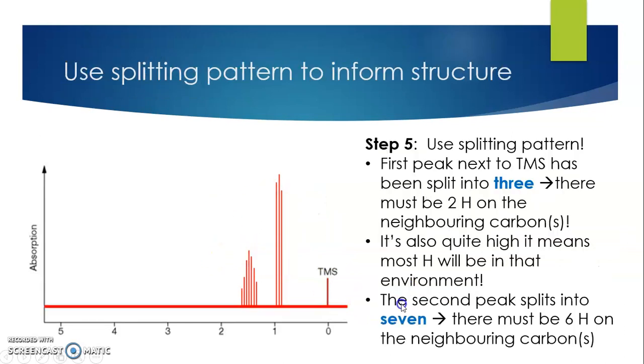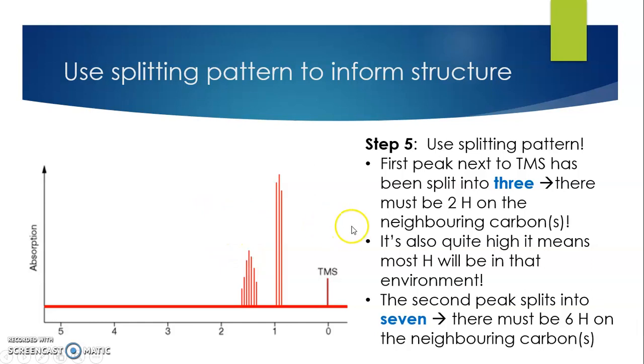Then what do we do? This is where we need to use the splitting pattern. So the first peak here is split into 3 in a high-res HNMR. So there must be 2 hydrogens on the neighboring carbon to the hydrogens that produce this peak. And also it's quite high, which means most hydrogens are actually in this environment that is next to the 2 hydrogens, right? And the second peak is split into 7, which means there must be 6 hydrogens on a neighboring carbon, or carbons, right?